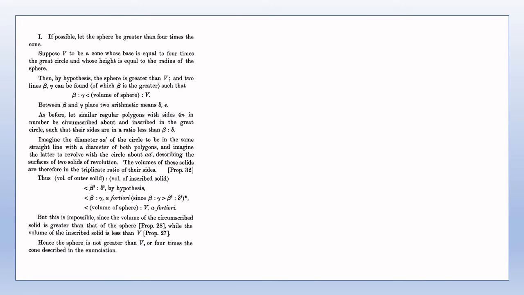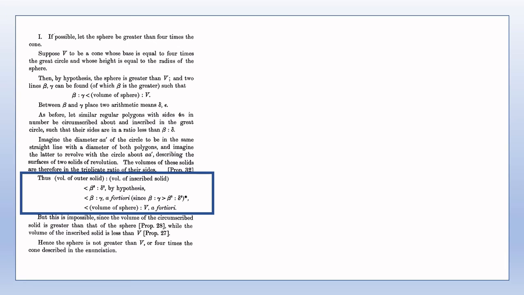The arithmetic means delta and epsilon are such that beta is less than delta is less than epsilon is less than gamma, and the difference of beta and delta is equal to the difference of delta and epsilon, which is in turn equal to the difference of epsilon and gamma. The construction of suitable beta and gamma can be done using proposition 2, and the similar polygons constructed inscribed in and circumscribed about the great circle can be done using proposition 3.